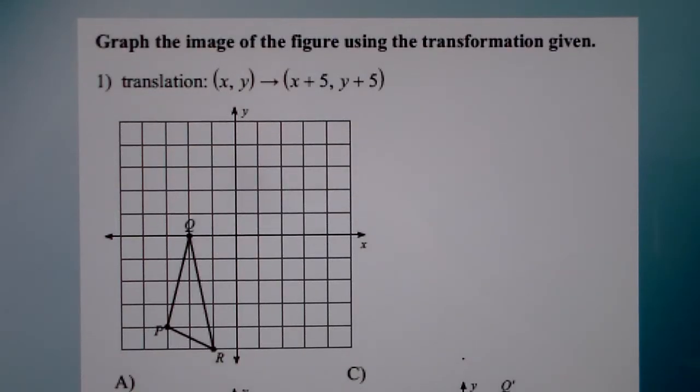Let's do a couple more examples of this so we get comfortable. So Q is in the coordinate 2 to the left, 0 up, down. So that's where Q is. We want to move Q 5 to the right and 5 up. So 5 to the right is 1, 2, 3, 4, 5, and then 5 up. So now Q prime is all the way up here.